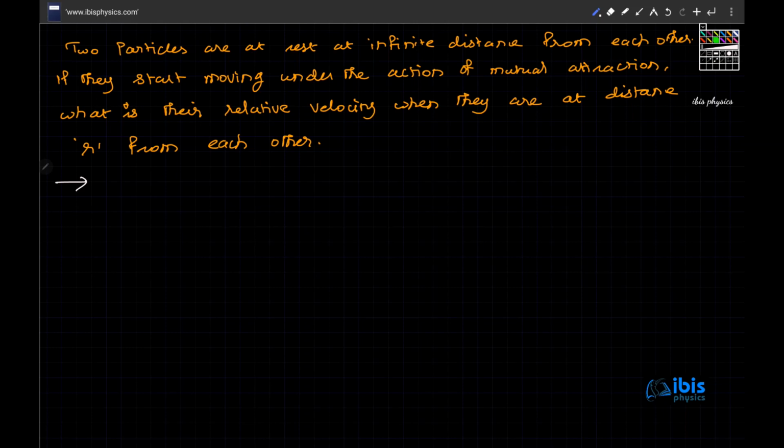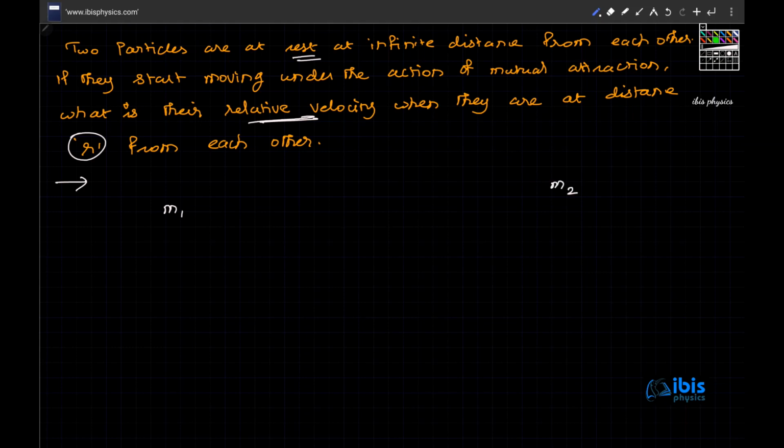So two particles are at rest initially and they are infinitely separated. If they start moving under the action of mutual gravitational attraction, what is their relative velocity when they are at a distance r from each other? We know that the range of the gravitational force is infinity.